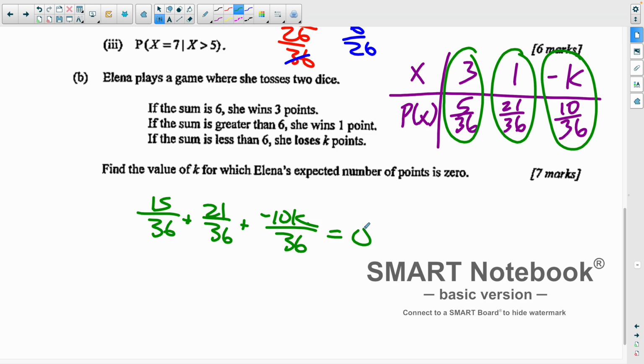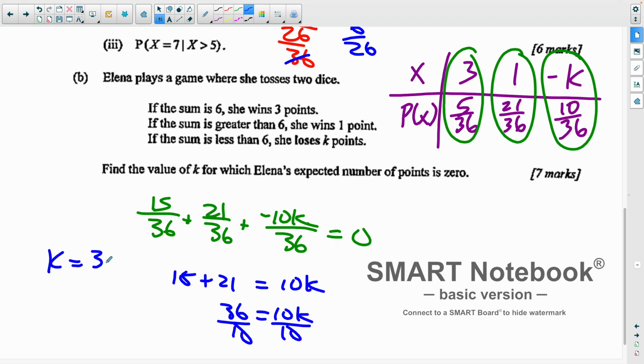Now, I'm gonna multiply by 36 because they're all over 36. So if I multiply by 36, then that gives me 15 plus 21. I'm gonna move the 10K to the other side, so it's gonna be positive. So I have 36 equals 10K, divided by 10, and K would equal 3.6. So I'm gonna lose 3.6 points if I roll there. That way this game is fair. Every party has an equal chance of winning or losing. Okay? Everybody good there? All right.